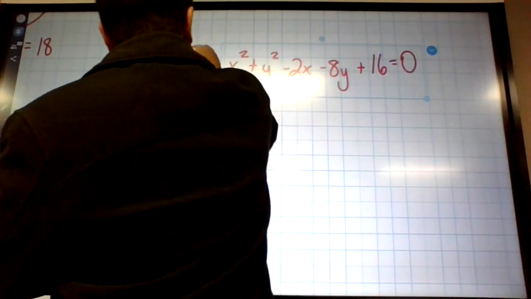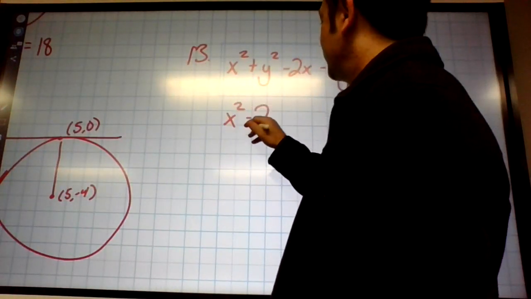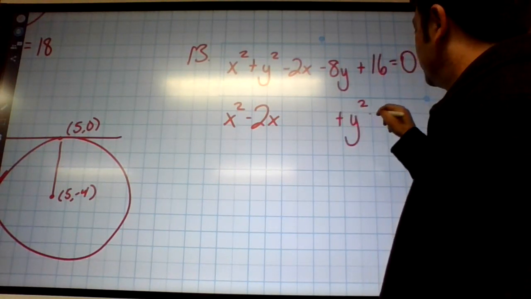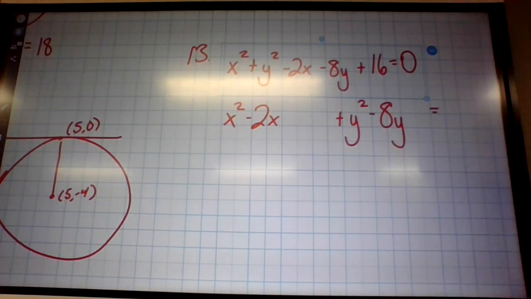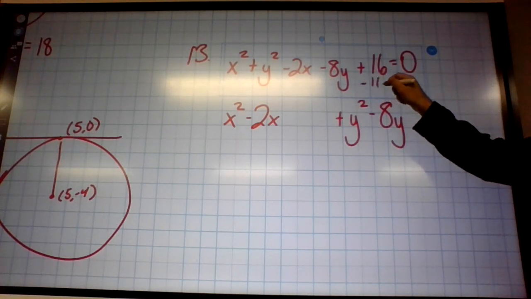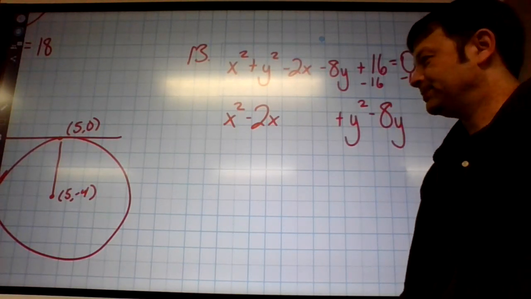All right. So what I'm gonna do, gosh, it's a mess. That's number 12. I'm gonna kind of rearrange it. I'm gonna put my y's together and leave some space. And I'm gonna move the 16 to the right side, so I'm just gonna subtract 16 and put it over there. We're trying to make it look like a circle. That's what we're doing.